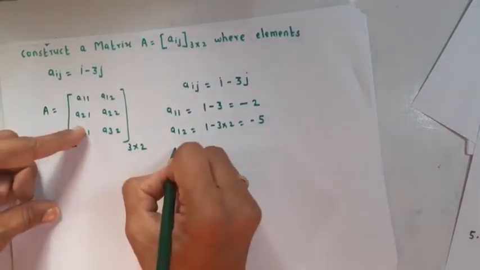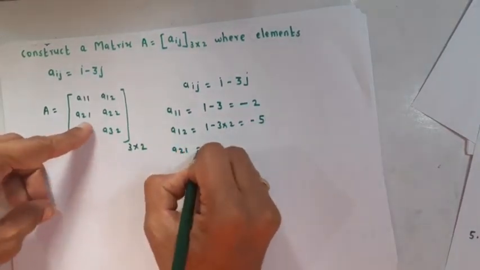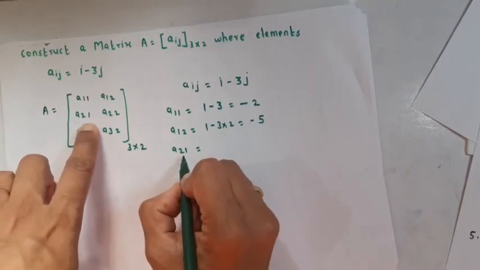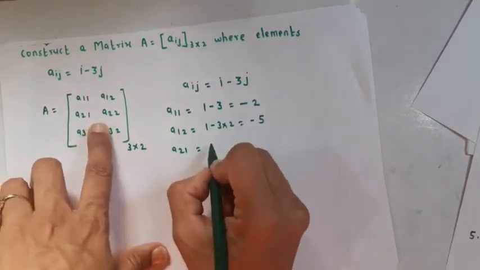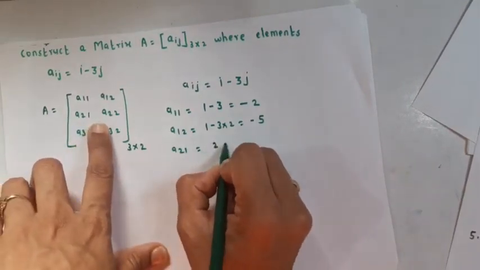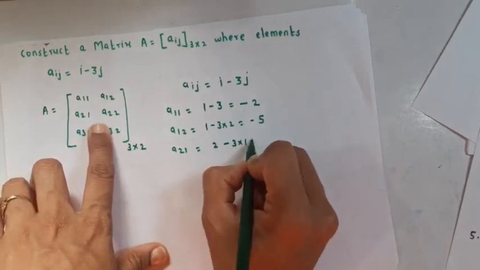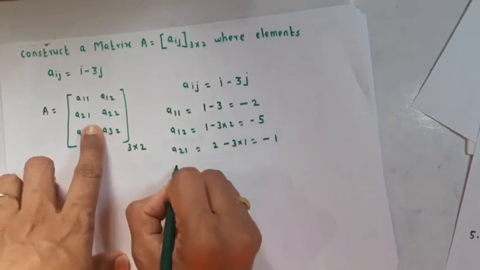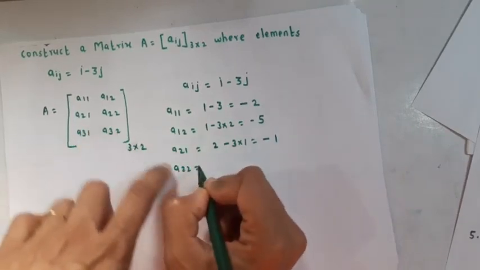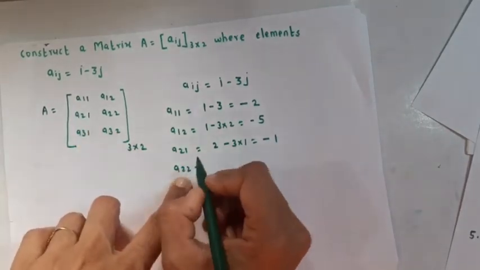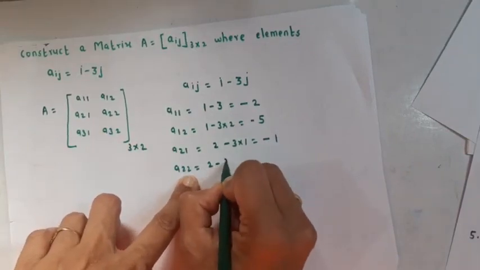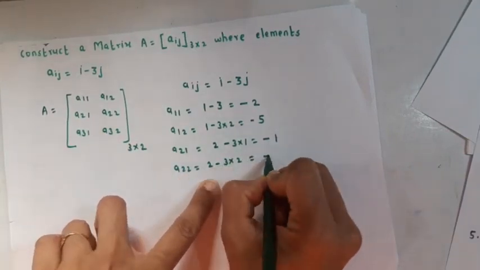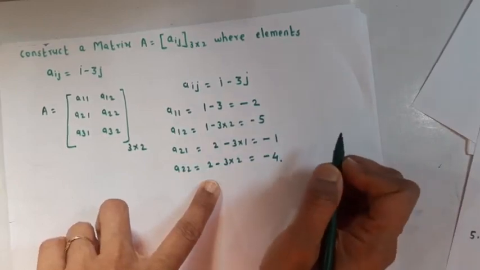Okay. Now for A21, that means i is 2 and j is 1. That is 2 minus 3 into 1, and this is minus 1. Okay. Now for A22, i is 2 and j is 2. 2 minus 3 into 2, 2 minus 6 is minus 4.